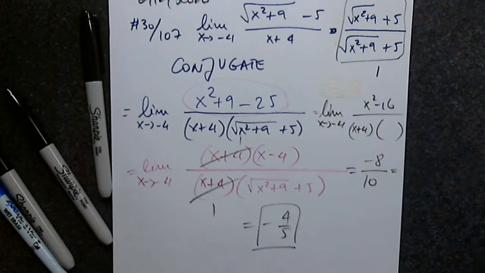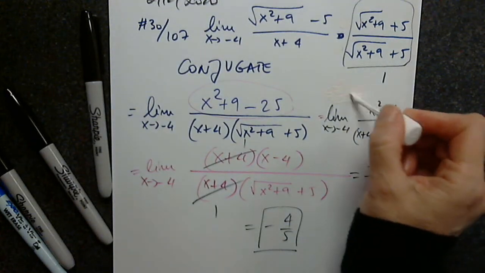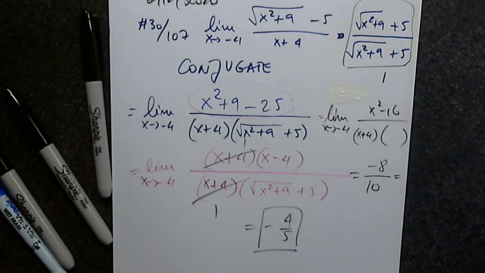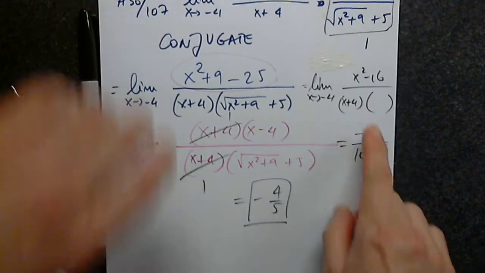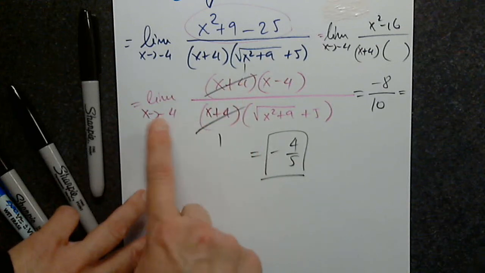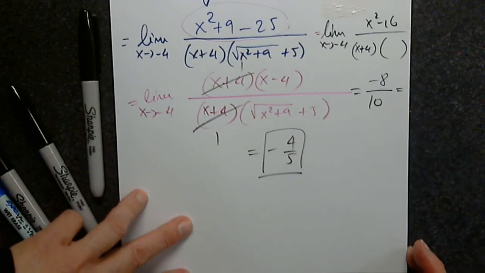By rationalizing, I removed the 0 over 0, because eventually I simplified the factor that was the culprit. No other factor creates 0 over 0 in this case, but x plus 4. So once I rationalized, the numerator became x squared minus 16. I was able to factor it. I found the common factor of x plus 4. It went away, and now I can drop the limit operator.